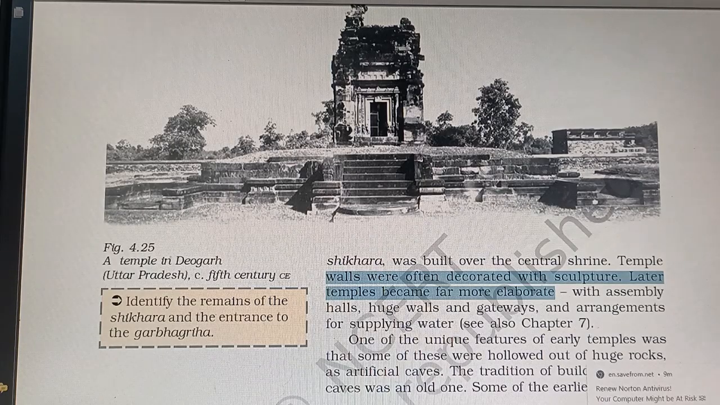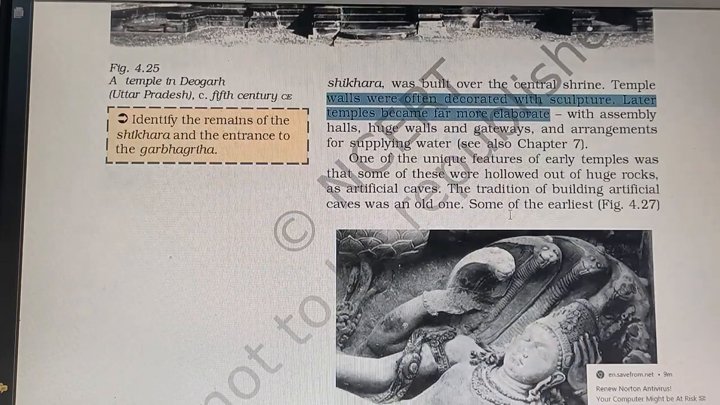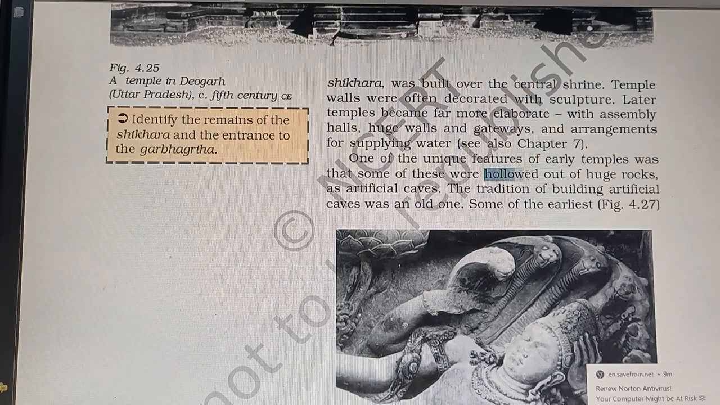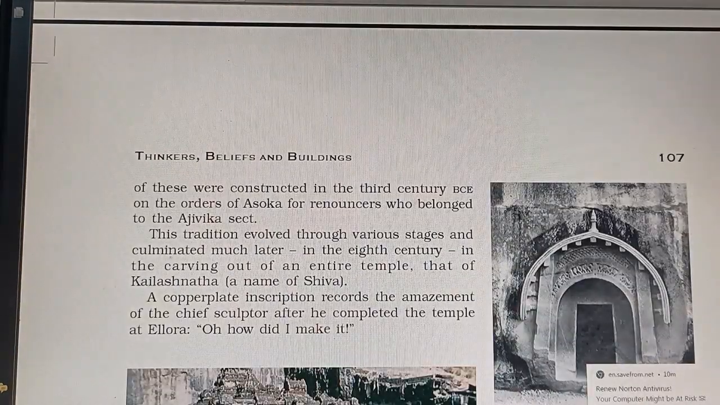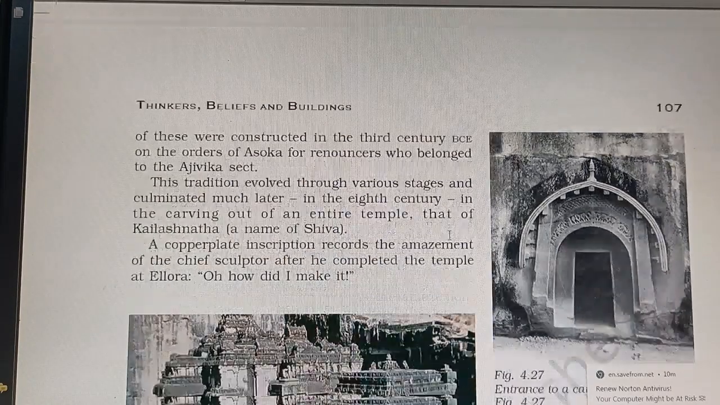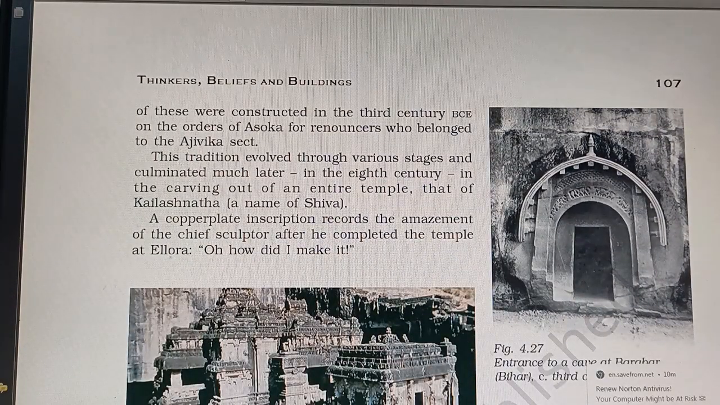Shikhara, the tall structure, we said Shikhara. And one of the unique features of the temple in the earlier time was that some temples were hollowed out of a huge rock as an artificial cave. And the tradition of the artificial cave was very old, and even in the 3rd century, this cave temple was built here in Barabar in Bihar.